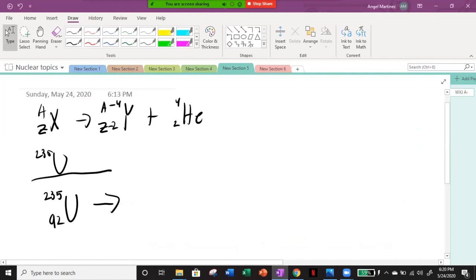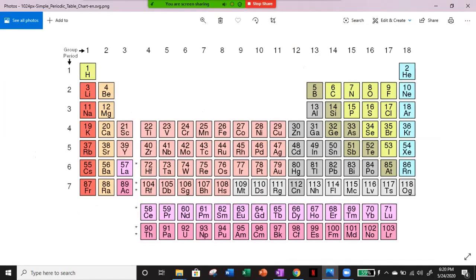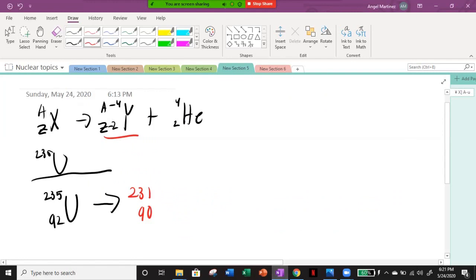Remember here, we take the atomic mass and subtract 4. So 235 minus 4 is 231. And then we take the atomic number and subtract 2. So instead of 92, it'll become 90. This changes the atomic number, which means it becomes a new element. Let's look at what element 90 is. 92 is uranium, so now going back, 90 is thorium. So it becomes thorium-231.